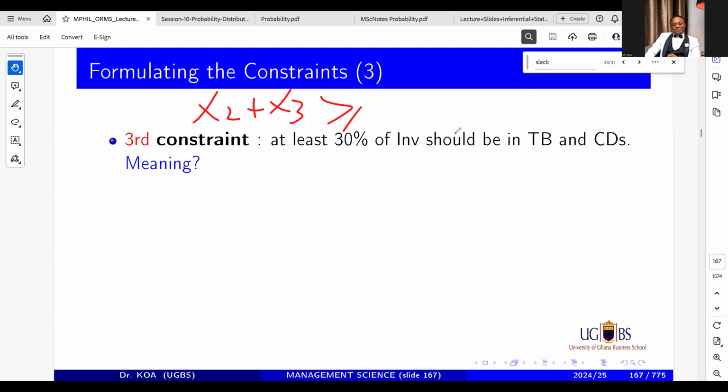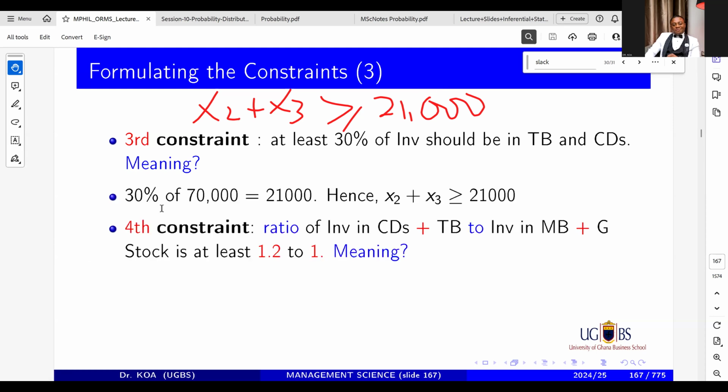So we need to calculate again 30% of the investment. So someone should give me the value for the 30% of the investment. That is 21,000. Okay, so you write your 21,000. That is the minimum amount that you are going to write, because at least means that from 21,000 and above should go into this. Okay, 30% of the investment should be in these two. So any amount that you are going to put into these two, X2 and X3, should be more than 21,000, or in the least possible case, it should be equal to that amount of 21,000. That is how you do this third one.